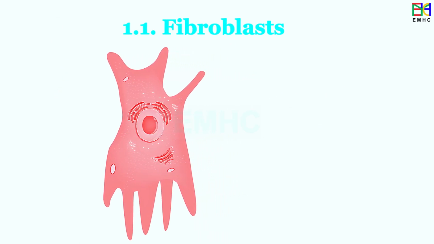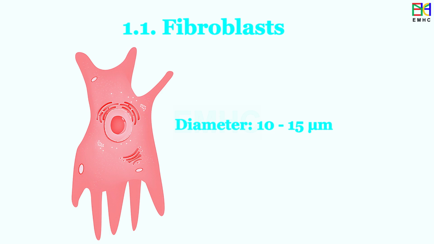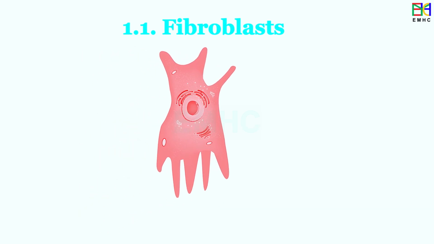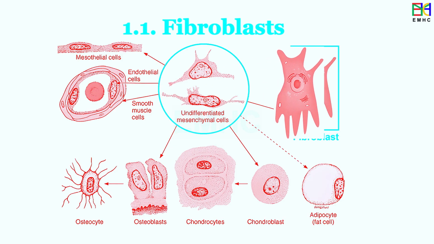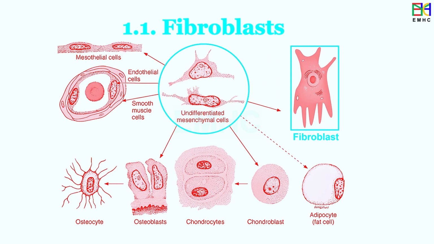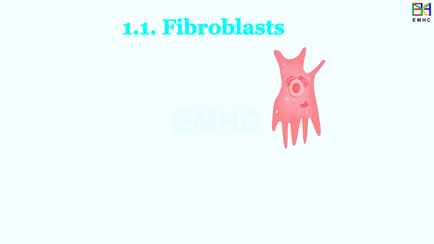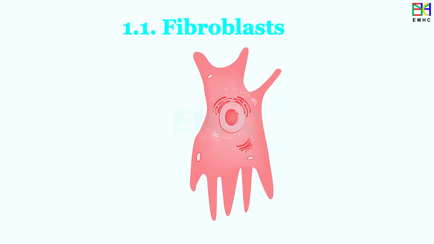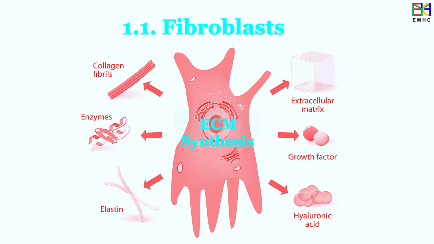Fibroblasts are spindle-shaped cells with a diameter of 10 to 15 micrometers and can extend up to 100 micrometers in length, featuring a large oval nucleus and thin cytoplasmic processes. Fibroblasts originate locally from undifferentiated mesenchymal cells and spend all their life in connective tissue. Fibroblasts are the most common cells in connective tissue and are responsible for the synthesis of extracellular matrix components, including the collagen and elastin for fibers, and the glycosaminoglycans, proteoglycans, and glycoproteins for ground substance.